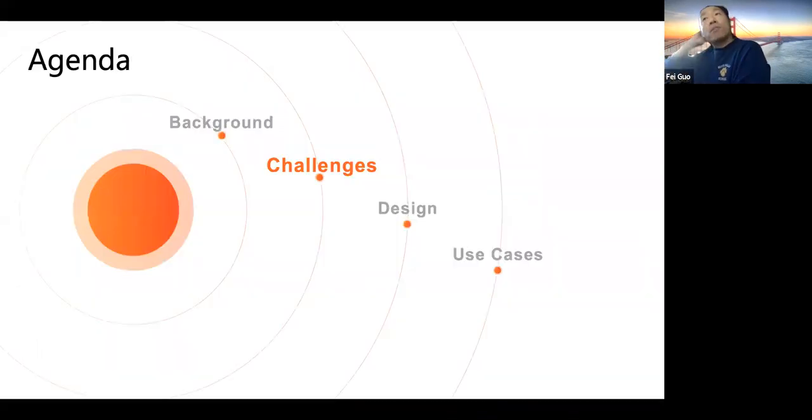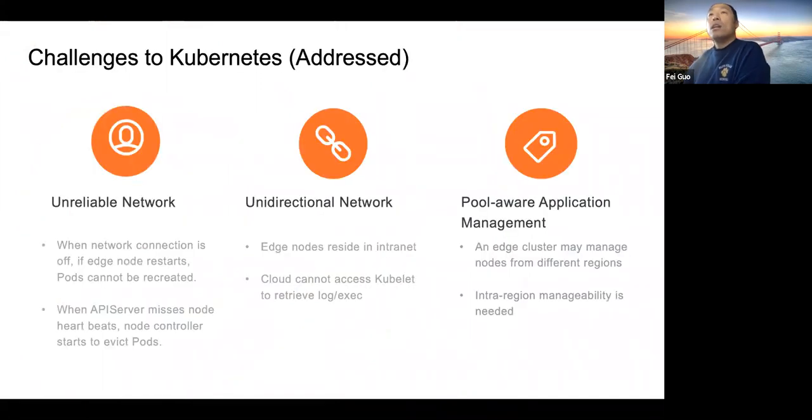Next I'm going to describe some challenges if you want to use Kubernetes to manage the edge use cases. What are the challenges we face? There are at least three challenges which are addressed in OpenYurt. I will also list some other challenges that have not been addressed and which are also our future work. The first problem is unreliable network, and that is pretty much true.